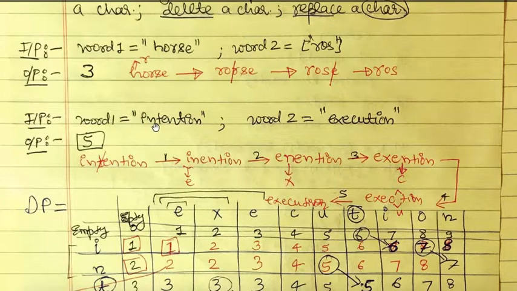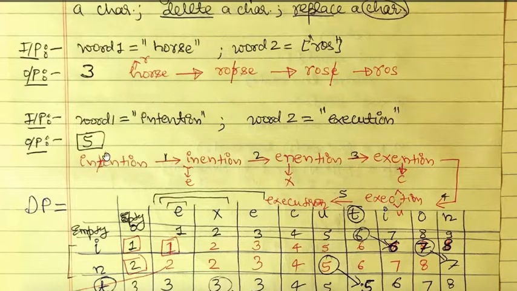So word 1 is intention and word 2 is execution. So intention being converted to execution. Here the output is 5. Clearly the words are longer, and it might need more operations than just 3 as in the previous example. So let's see how we can do it manually.